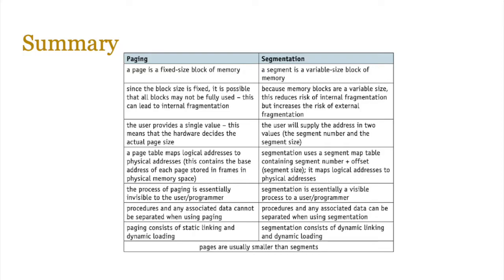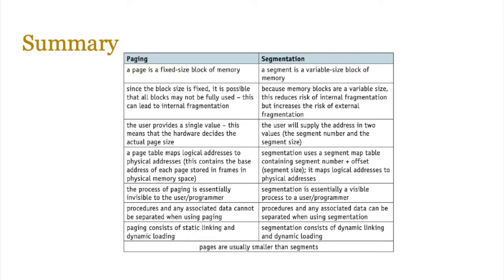What does that mean? That means that the RAM in segmentation doesn't get fragmented as much as the logical one. Whereas in paging, the logical one tends not to be as fragmented but the RAM part, or the physical memory, gets more fragmented. Now in paging, the user provides a single value. This means that the hardware decides the actual page size, whereas in segmentation, the user normally supplies the address in two values, the segment number and the segment size, which basically is related to the offset value.